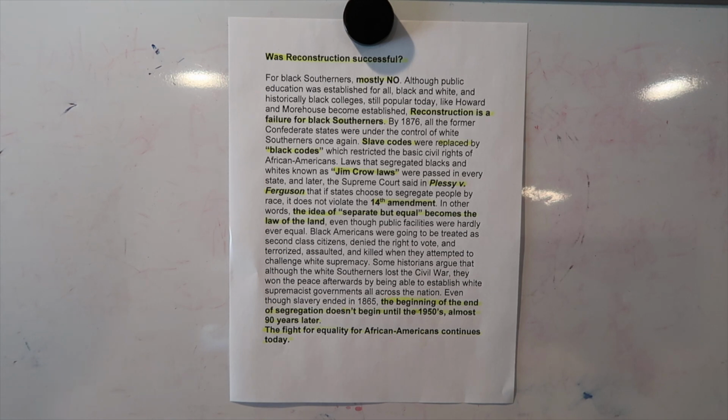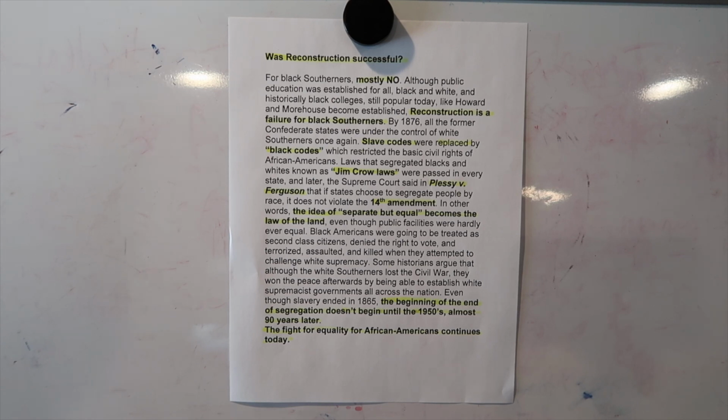So the concluding question is, was Reconstruction successful? And we're going to focus on the black Southerners because the answer is mostly no. Although public education was established for all, black and white, and historically black colleges, still popular today, like Howard and Morehouse, became established, Reconstruction is a failure for black Southerners. By 1876, all the former Confederate states were under the control of white Southerners once again.